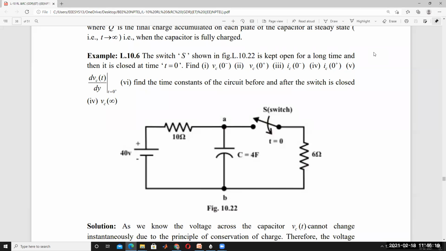Okay, then coming to the next concept, that is called study of DC transient in a series RC circuit. Here is one numerical problem. This is one of the examples.